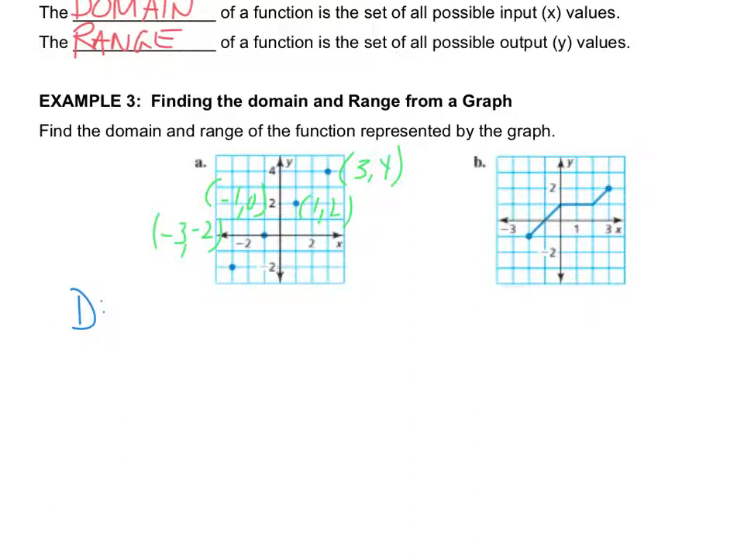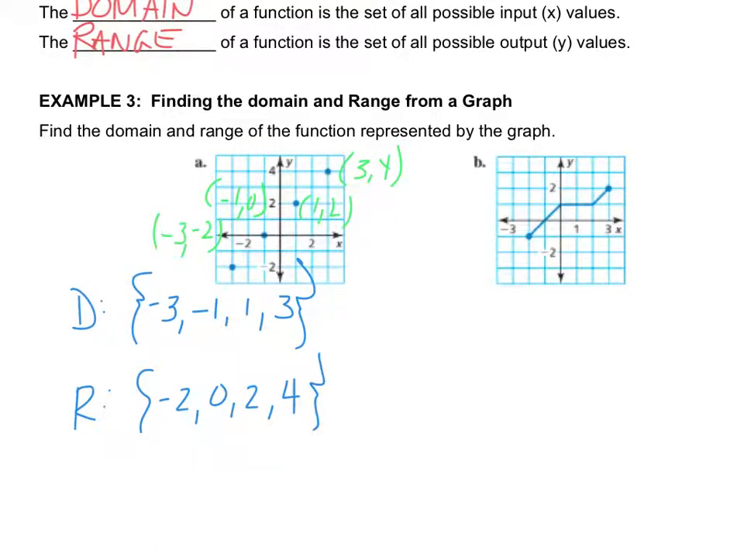So the domain of this graph are all of the x values. So we use this little set bracket. It's kind of like a parentheses that's been squished in a little bit. So this would be a set bracket. I'm going to list all of the domain values in numerical order. So if they weren't in order, I'd want to make sure that they were in order. And then I just close it when I'm done. Then I would move on to the range. The range is the set of all of the y values. So negative 2, I have a 0, I have a 2, and I have a 4.